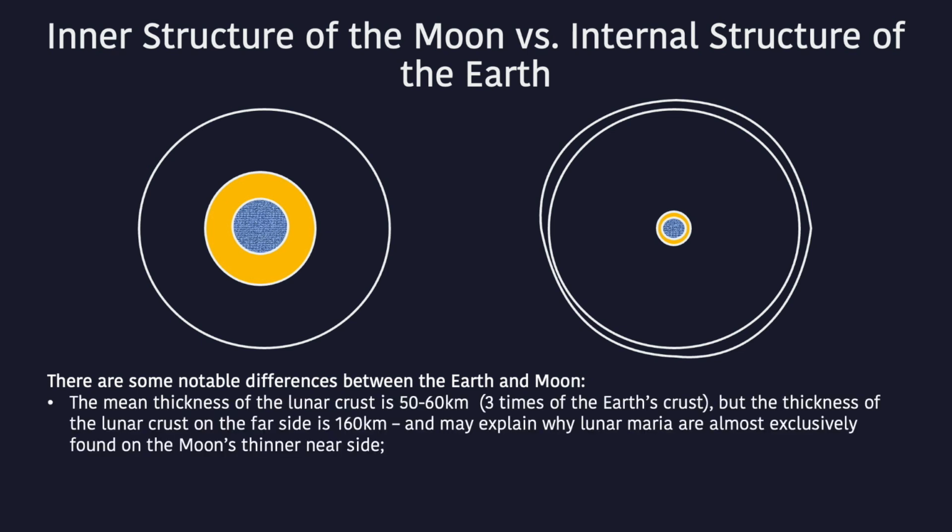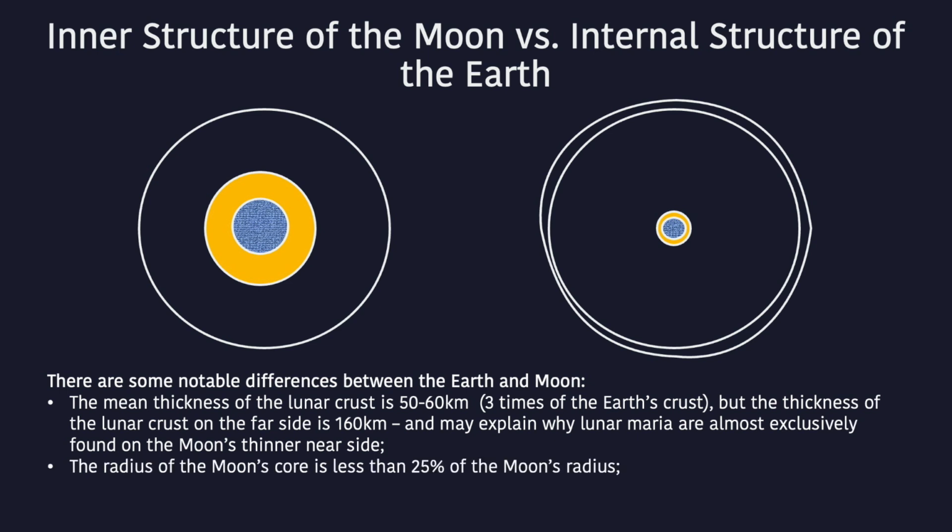Firstly, the mean thickness of the lunar crust is 50 to 60 kilometers, which is 3 times that of the Earth's crust. But the thickness of the lunar crust on the far side is 160 kilometers, and this may explain why Lunar Maria are almost exclusively found on the Moon's near side, which has a thinner crust.